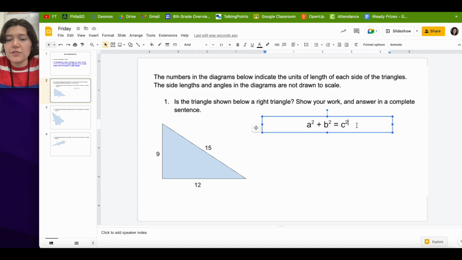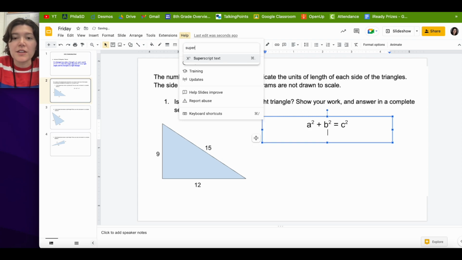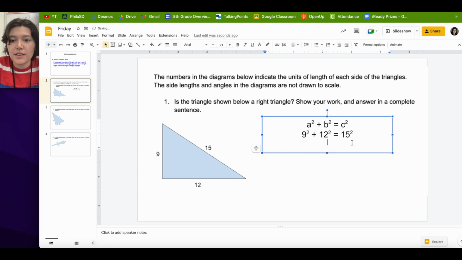Okay, so to do this problem, we're going to begin by writing down a squared plus b squared equals c squared. And then we're going to substitute in the side lengths that we know. One thing that we know is that the hypotenuse is always the longest side. So if this were a right triangle, the longest side, 15, would be c. And between a and b, it doesn't matter, so we can make a 9 and b 12. So we substitute the three side lengths into a squared plus b squared equals c squared. And then we just want to figure out what this is.